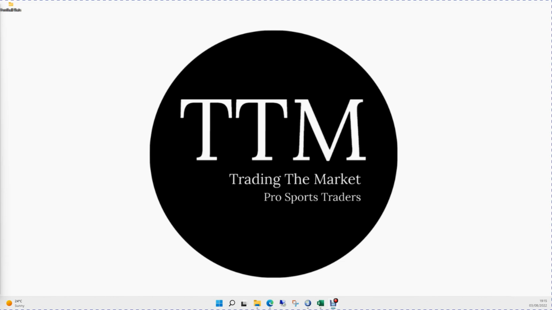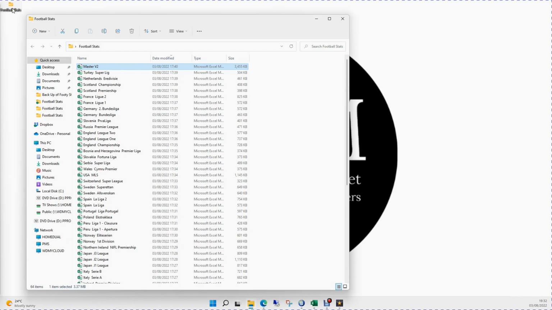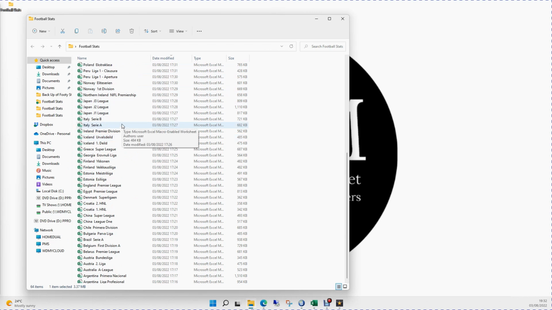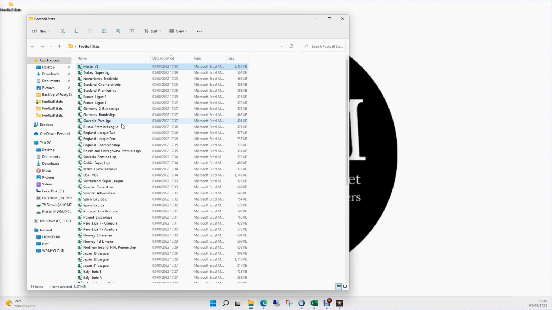So let's dive into the spreadsheets. To get the spreadsheet pack, head over to our Discord. I've placed it all on the Discord channel Excel sheet thread so that everyone can get hold of it. Once you've downloaded and extracted it to your machine, you will have a folder that says Football Stats. On opening this, you will be able to see all the 61 leagues that this sheet covers. I'm sure that's enough for anyone. The main sheet for us to use is called Master V2.